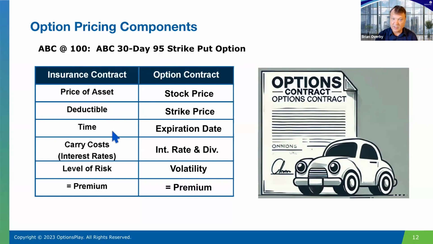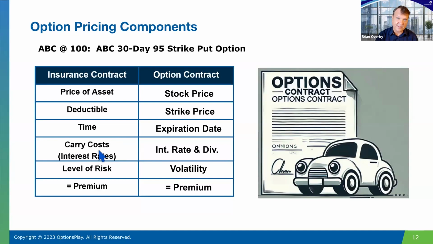Time is money, as mom always said. If we're looking at a 6-month policy, it's going to cost less than a 1-year policy. Now, carry costs are an interesting thing that you don't really think of in an insurance contract, but when you pay for your insurance, you pay for it before the policy starts, you pay for it up front.